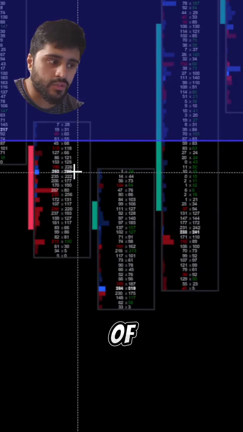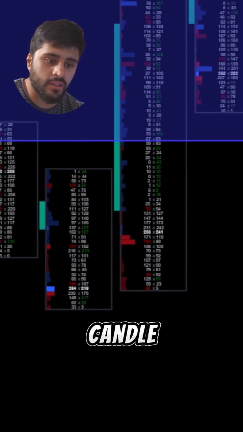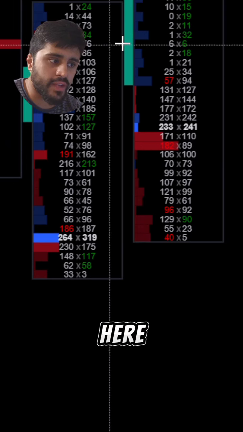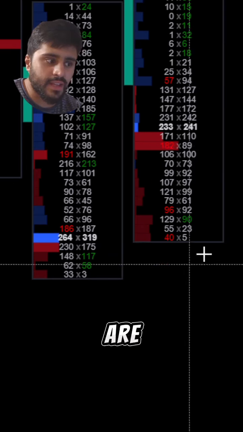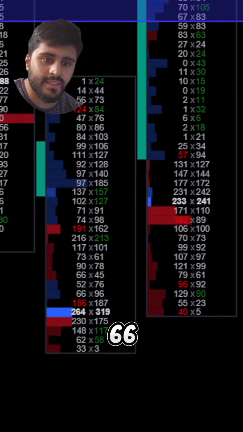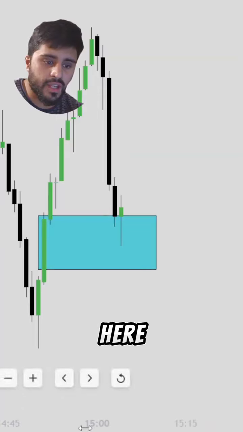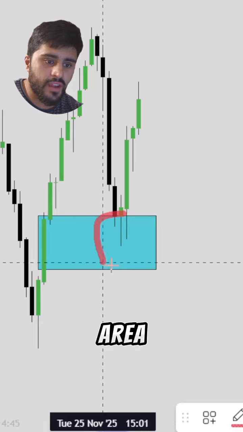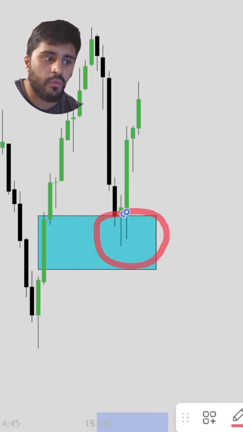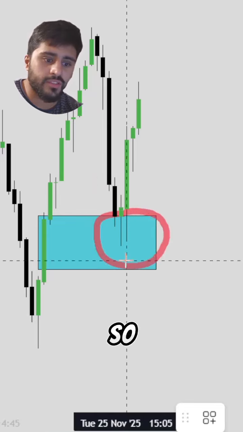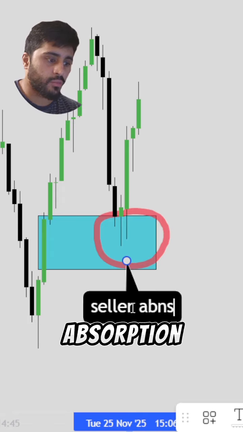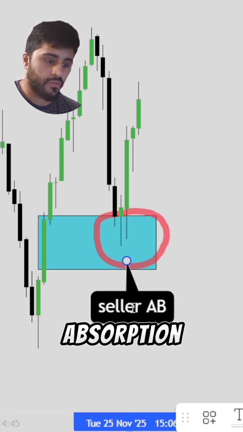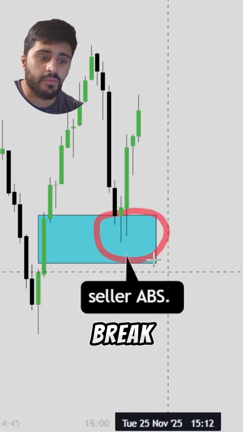And the trick to understand is we see sellers inside of a green candle here and here, right? So these are negative delta or red delta sitting at 66.92, which corresponds to here, right? So when we bounce to the upside, what we see in this specific area is that aggressive sellers were unable to break below the zone, right? So this is what we call seller absorption, right? Just going to write ABS, right? This is a seller absorption, because sellers were unsuccessful to break below this level.